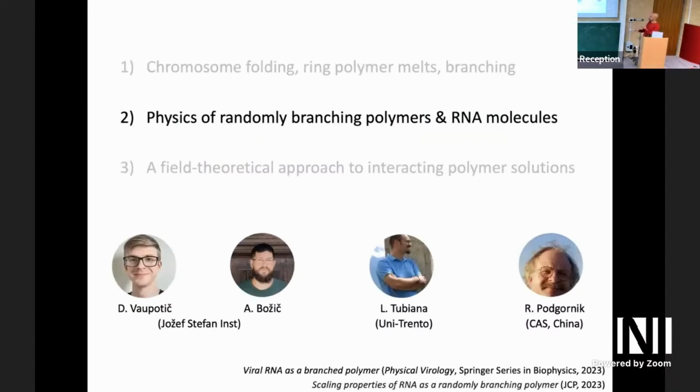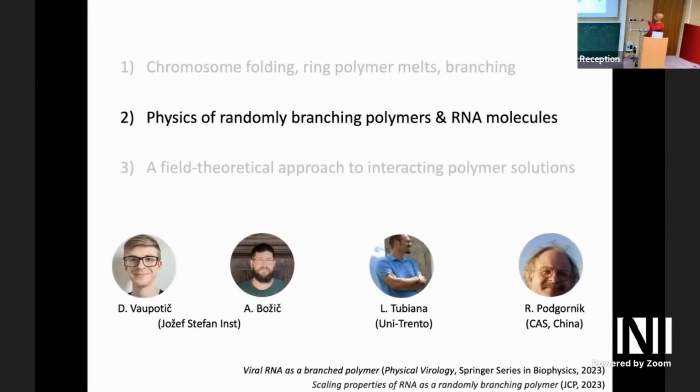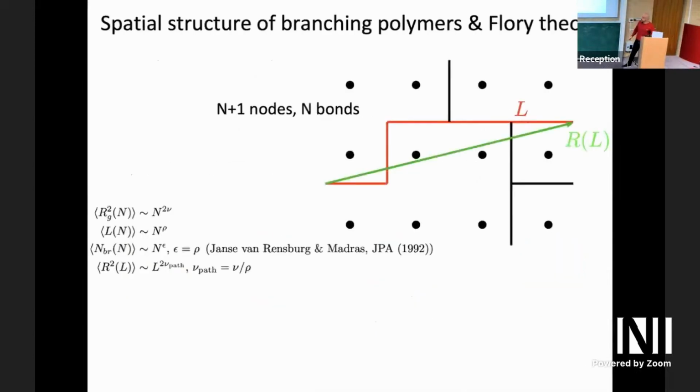So this is just some recent work about RNA. It was done in collaboration with some people in Ljubljana, with my friend Luca in Trento, and with Rudi Podgornik, now in China. Rudi was before a professor in Ljubljana, at the same Jozef Stefan Institute. The idea here is to study RNA molecules by using the language of randomly branching polymers. What do the two things have in common?